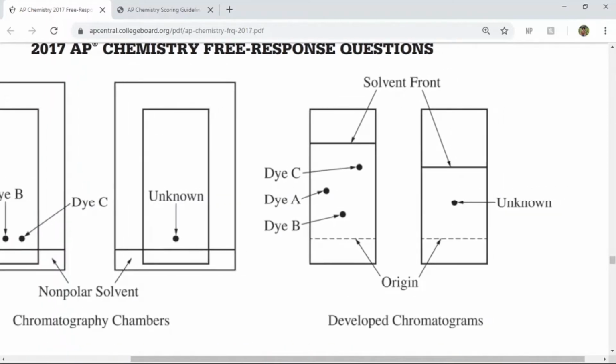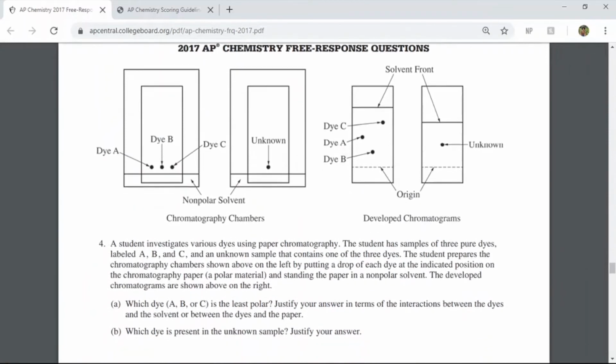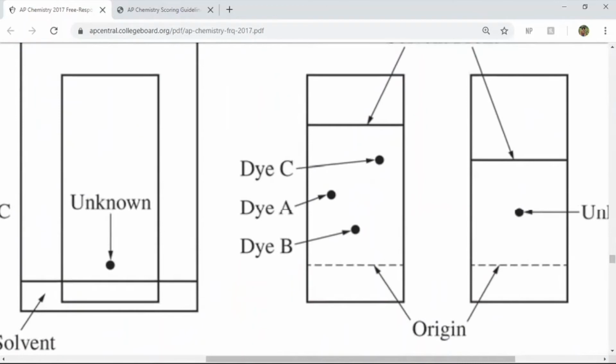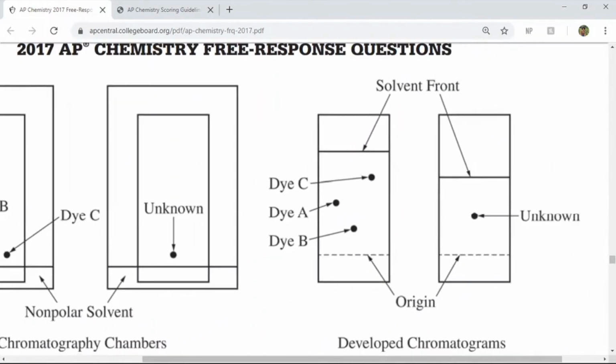So, we have the unknown sample positioned halfway between the solvent front and the origin. So in order to figure out which dye is present in the unknown sample, we need to compare that with the positioning of dye A, B, and C. So with that being said, I think the dye present in the unknown sample would have to be dye A, because it is also positioned halfway between the origin and the solvent front.